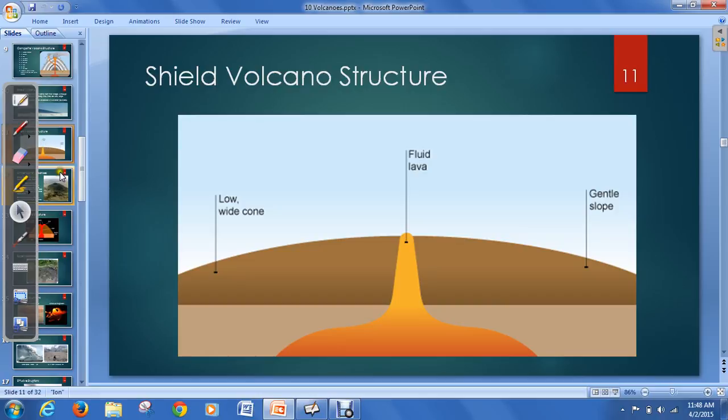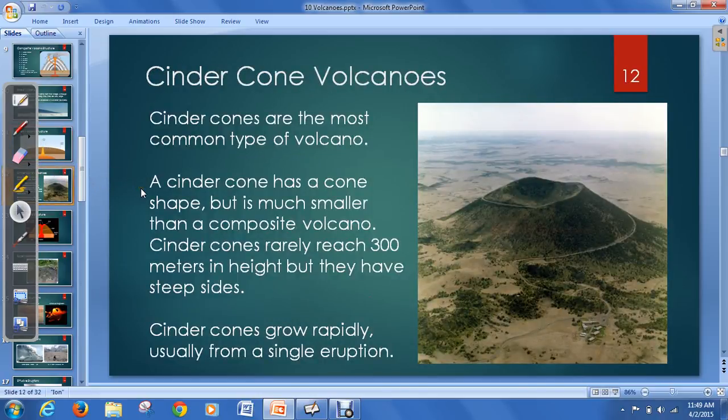The next one is probably what you think of when you think of a volcano, and that's a cinder cone volcano. And these are the most common types. They're kind of like mini versions of composite volcanoes, okay? They are smaller. They rarely reach higher than 300 meters in height, and they have the steep sides, okay? They're kind of like a composite volcano that only has erupted once or grows very rapidly, usually from a single eruption. Okay, so the eruption will occur, it will cause this break, it has this material that comes out and solidifies on the side, but generally speaking, it releases enough pressure that the volcano doesn't erupt again.